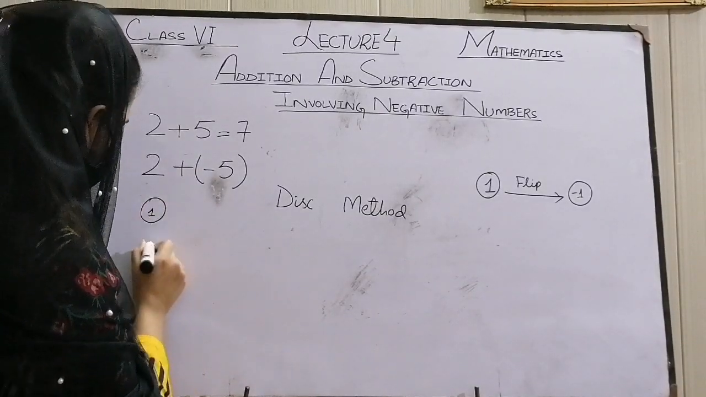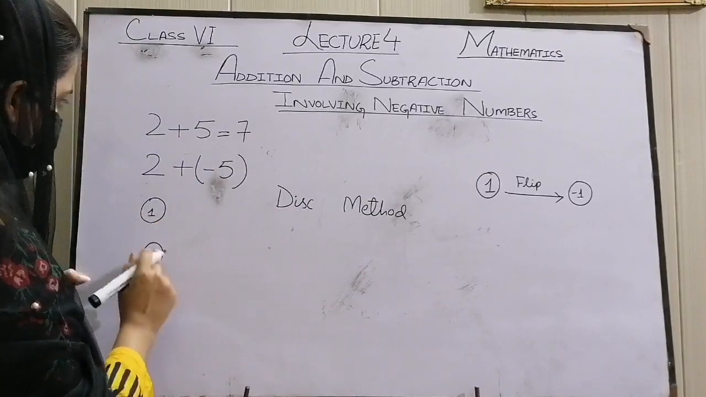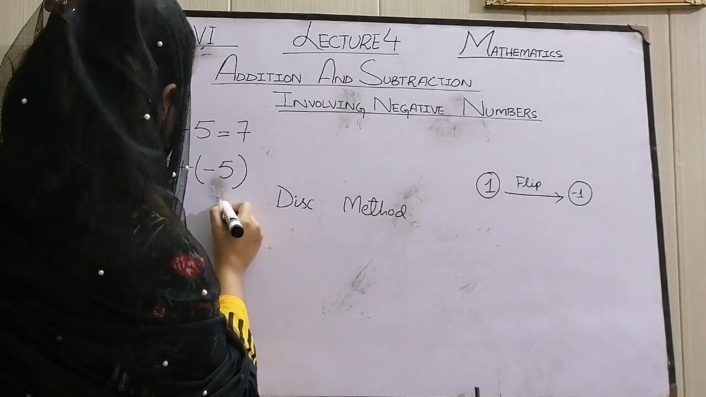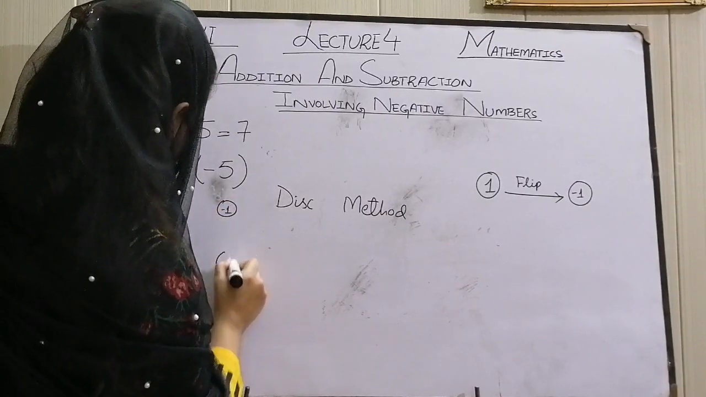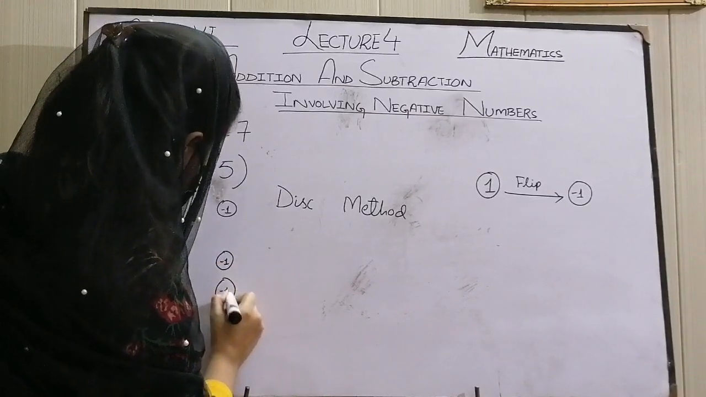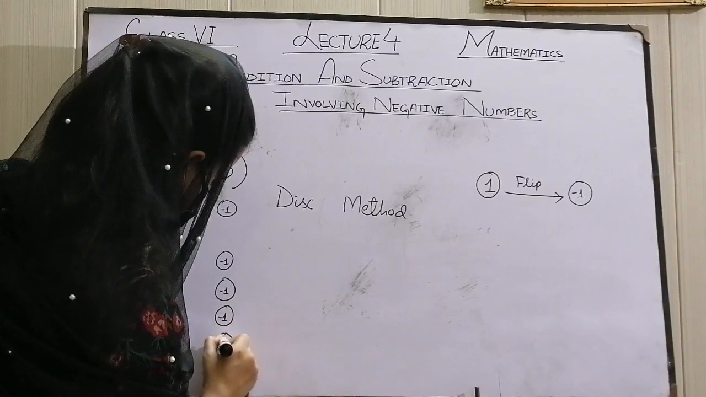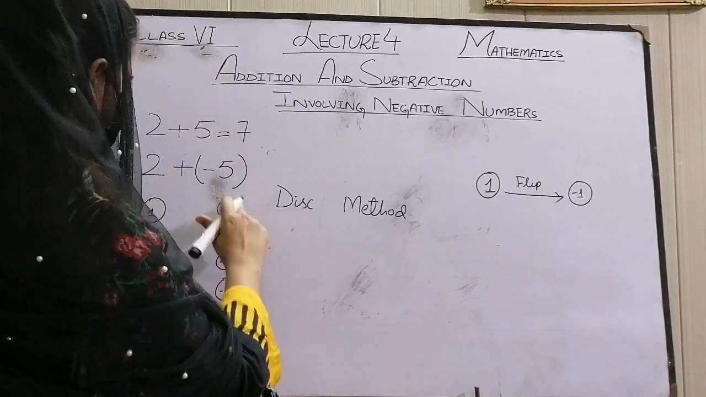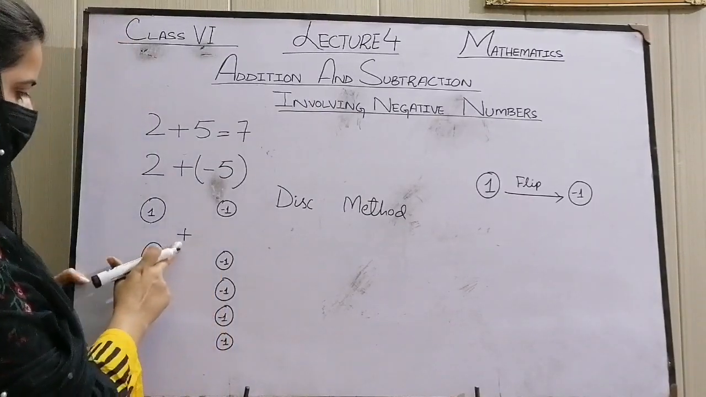we will need 2 disks. Since it's a positive number, we will write just 1. For minus 5, we will need 5 disks of minus 1 because it's a negative number. One, 2, 3, 4, 5. And we have to add them.